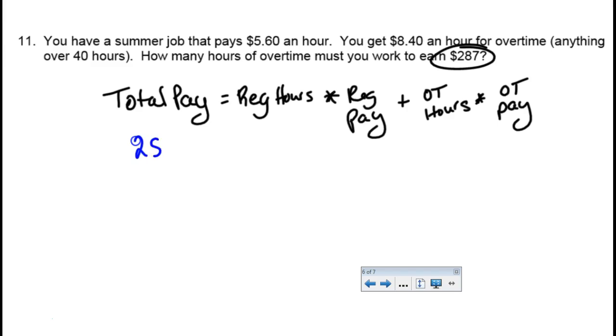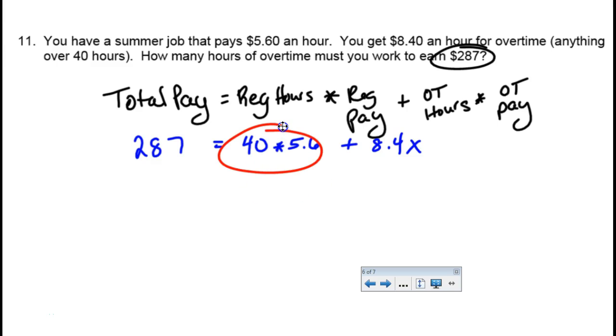I know I want 287 here. And I know it didn't outright tell you this, but the regular hours would be 40 hours. We're going to multiply that by 5.60. And then overtime hours, I do not know, but overtime pay is 8.40. So 8.4 times x, or x times 8.4, same thing. I don't know what this number is, but I'm going to need to type that in. Oh, 224. We got 287 equals 224 plus 8.4x.